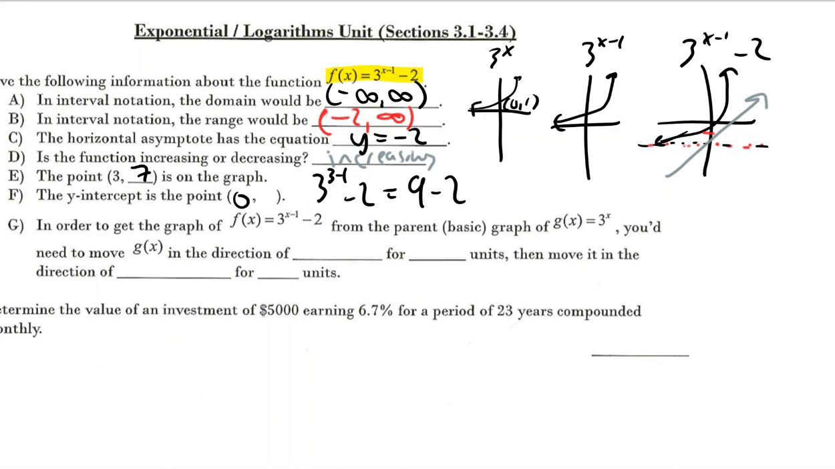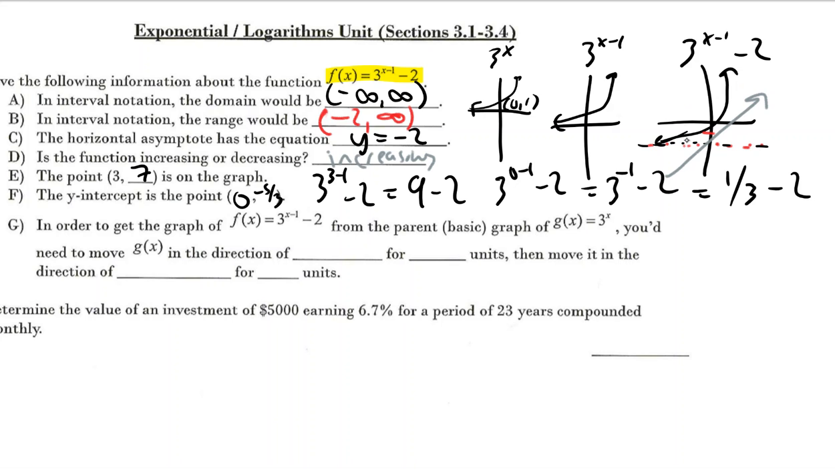Y-intercept's the same idea, except you have to know that for a y-intercept, the x value is 0. So plug in 0 for x. You get 3 to the -1, which is like 1/3 from exponent rules. And 1/3 minus 2 would be -5/3.